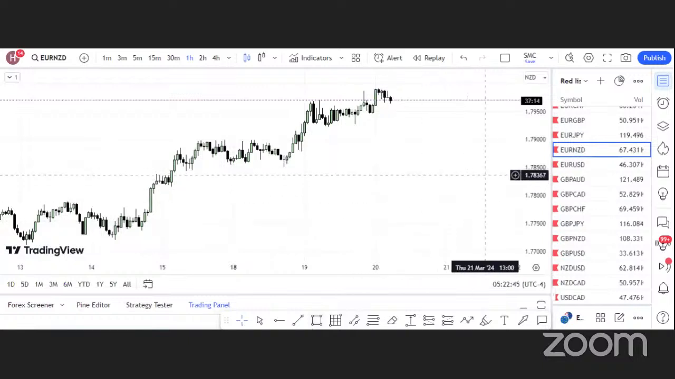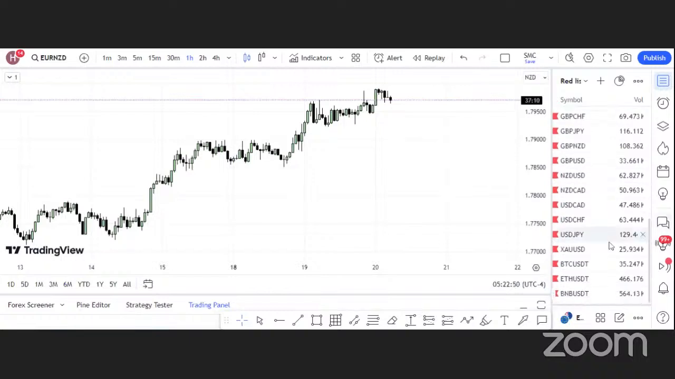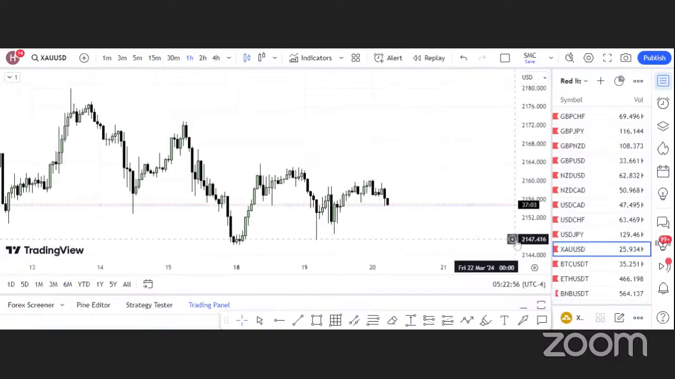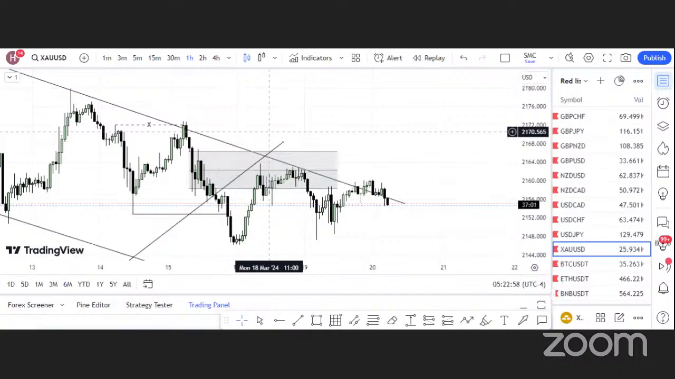Okay, so before we do this, let's go to my favorite pair. I'm sure you all know what my favorite pair is. All right, let's go to XAUUSD. Let's go to the gold. Let's see what gold is doing today.